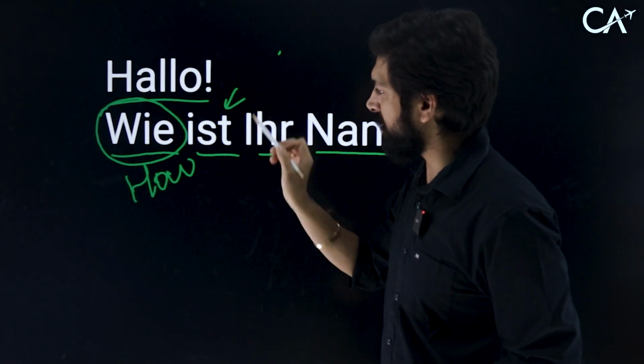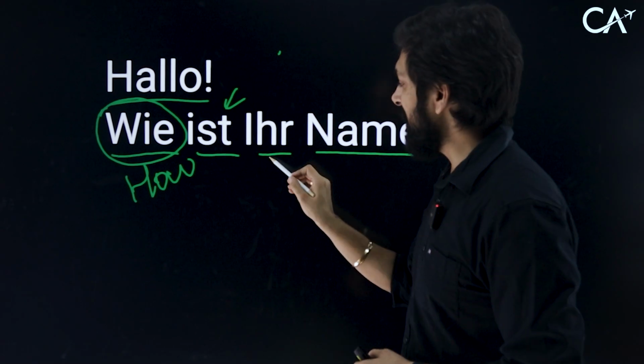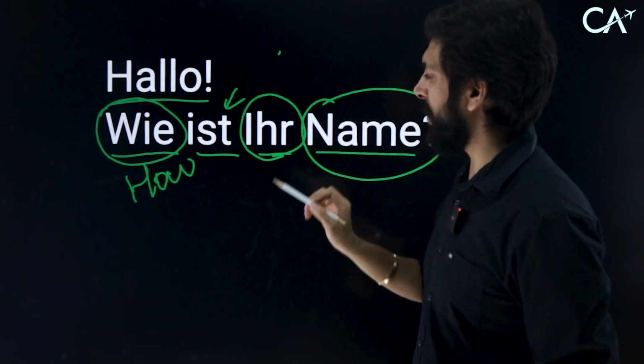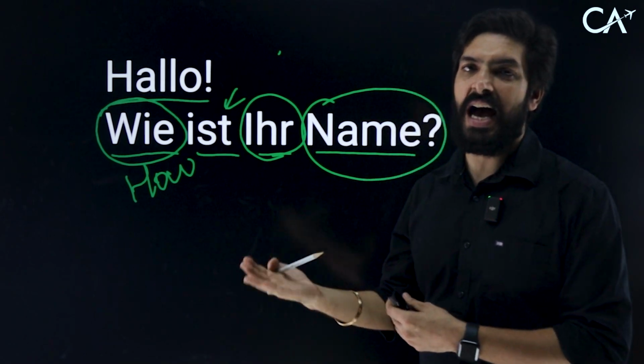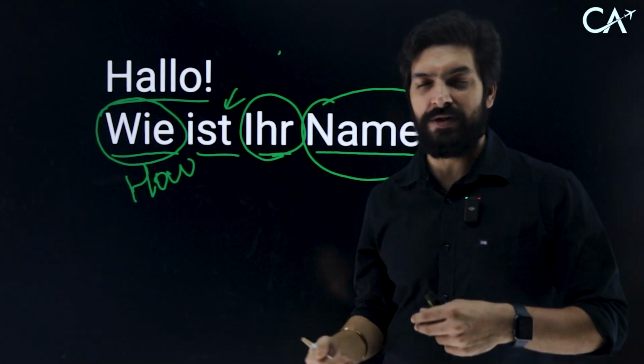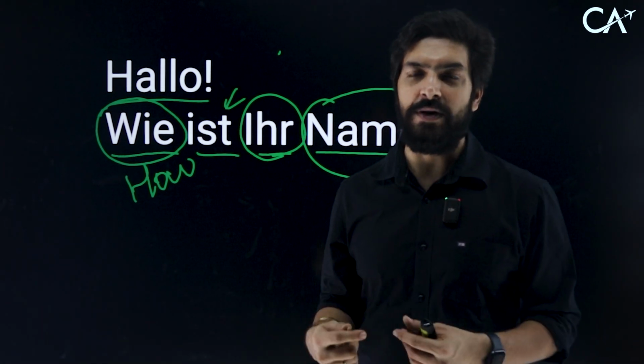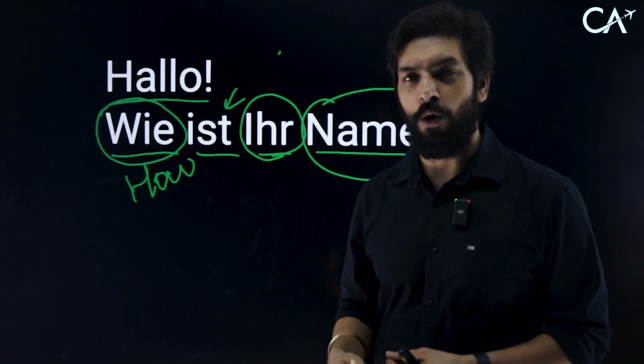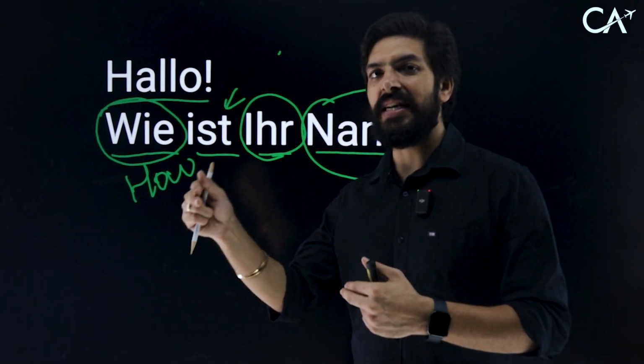Wie ist. We add t. Ihr is your, Name is name. Wie ist Ihr Name? Try to repeat, okay? Please repeat with me. Hallo, wie ist Ihr Name?